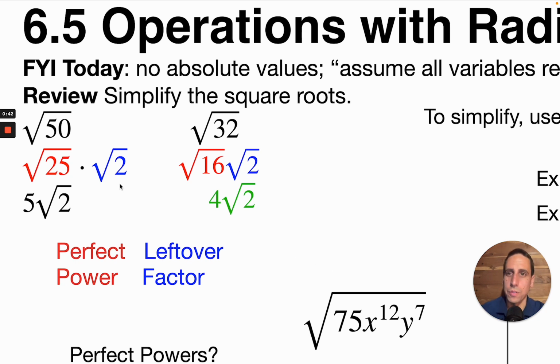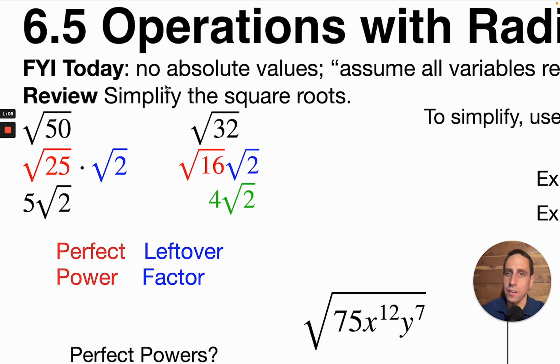Let's do a review. So let's simplify the square roots. If you get a square root of 50, we know you can actually separate that out into the square root of 25 times the square root of 2. 25 times 2 multiplies back up to 50, so you're allowed to do that. Why would you do that? It's because you can actually simplify the square root of 25, and you get 5. And 5 root 2 is actually what we're going to call simplified, or more simple than square root of 50.